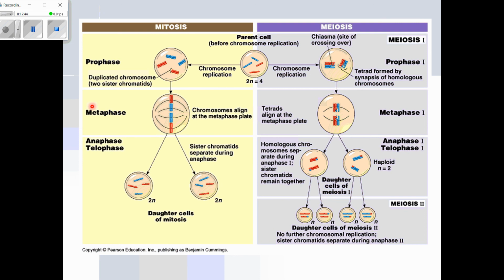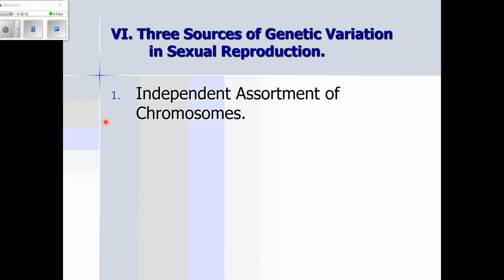Okay, one of the points that I made very early on in this unit is that sexual reproduction produces a tremendous amount of genetic diversity, genetic variation. A species that reproduces sexually is going to have lots of genetic diversity in the population. And so I want to get a little more specific now, and let's talk about 3 sources of that genetic variation.